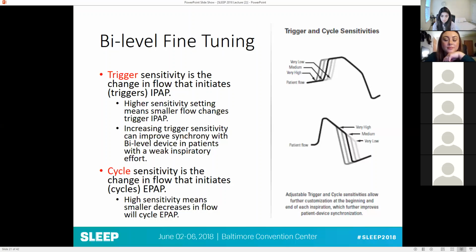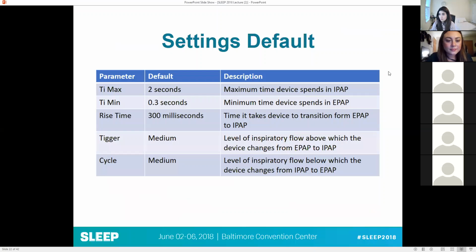And then the cycle sensitivity is the change in flow that initiates exhalation, or cycling over to the EPAP after the flow is delivered. Essentially, depending on the sensitivity you put it at, it looks at the patient's peak flow. Usually at the medium default setting, once you hit 25% of peak flow, it cycles off and lets the patient exhale and go to the EPAP. So next slide.